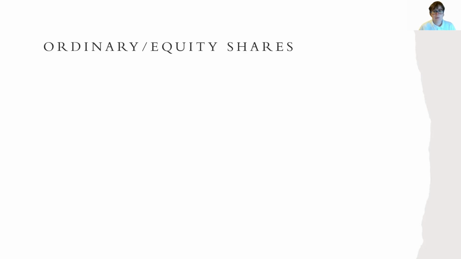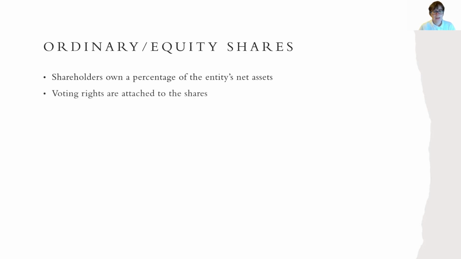So ordinary and equity shares. So shareholders then own a percentage of the entity's net assets. Voting rights are going to be attached to those shares. Year-end dividends may be paid to shareholders based on an entity's performance.